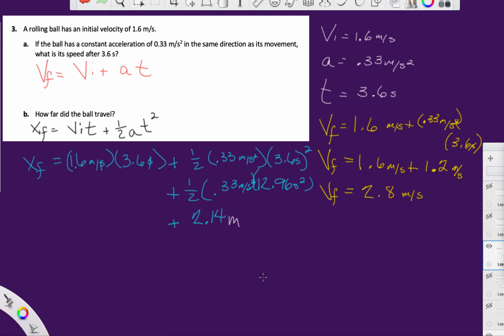1.6 times 3.6. Sorry about all that garbage. These two things multiplied together is 5.76 meters. And now I just get to put these together, and that's going to give me my final distance, or my final displacement. So 7.9 meters. Well, there's something funky going on with my computer. All right, there we go. Sorry about that.